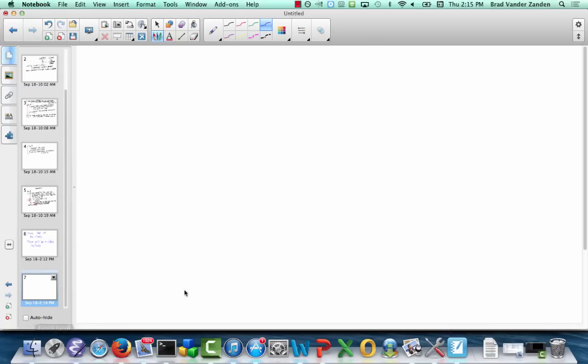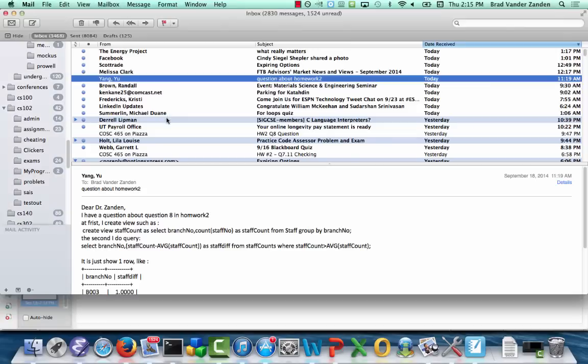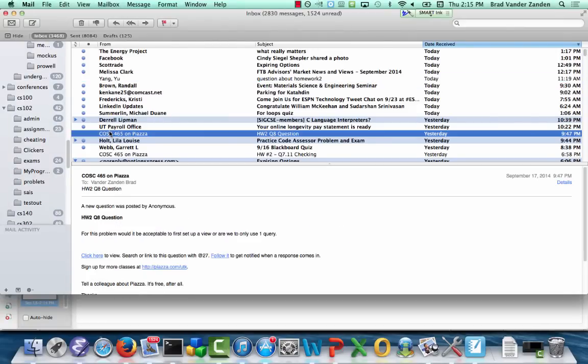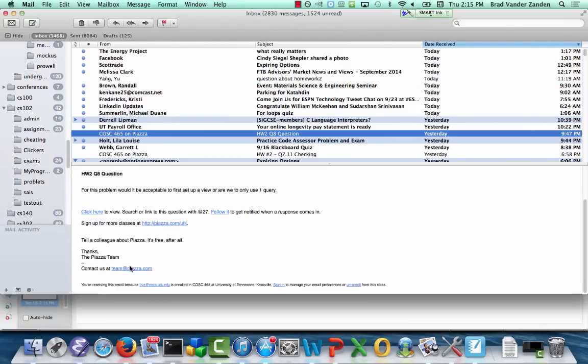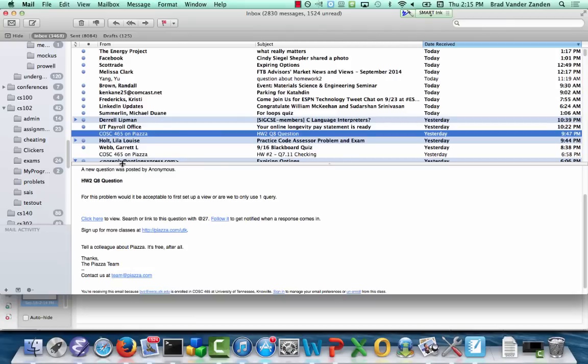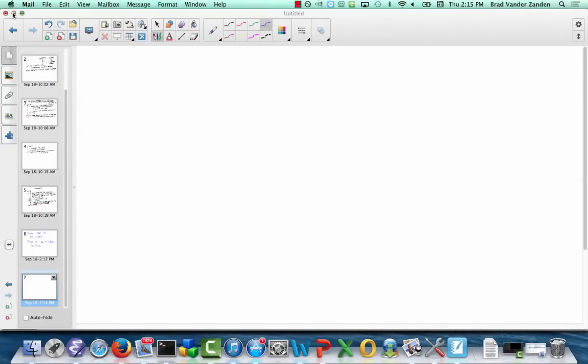Another question, let's see, question 8, whether you could create a view. The answer is you certainly can create a view for question 8, but it's unnecessary, and it's very similar to another problem we went over in class. If you go and look at the subquery slides, you will see it's very similar to that problem. So you're probably making it too complicated if you're using a subquery on question 8.